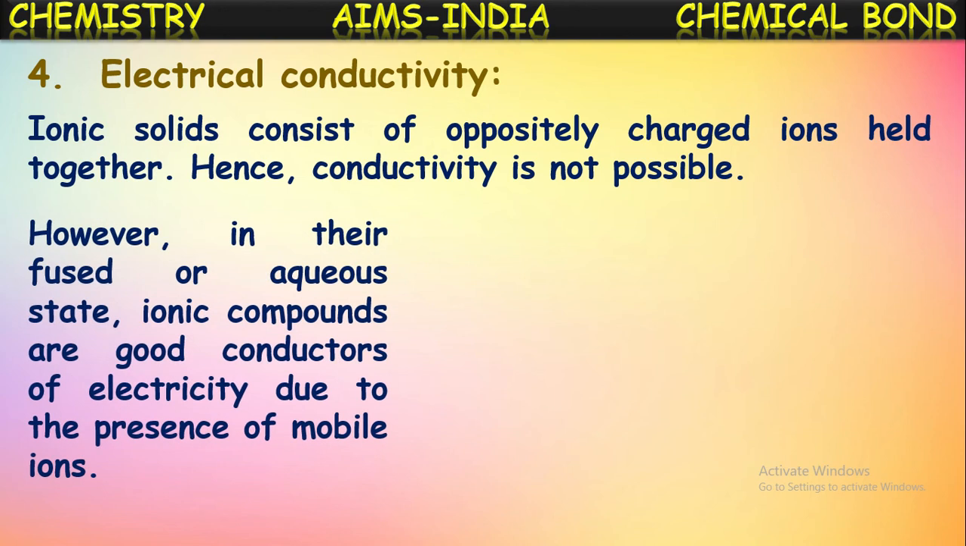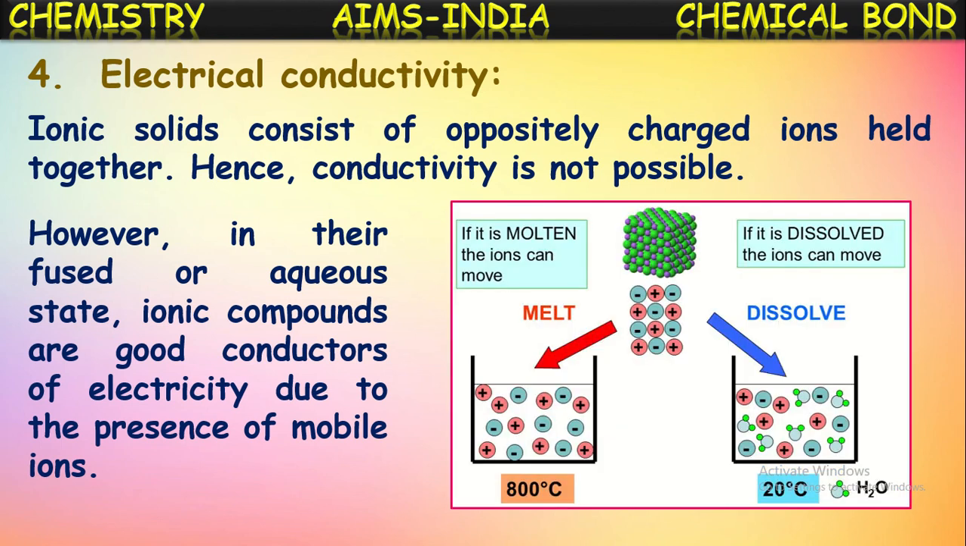However, in their fused or aqueous state, ionic compounds are good conductors of electricity due to the presence of mobile ions. So, in the fused state or aqueous state, what is meant by fused state? Molten state. If an ionic solid is heated at very high temperatures, it converts into liquid form. That liquid obtained is called fused ionic compound. In that state, when it is converted into liquid form, the oppositely charged ions will be separated. There will be free mobility of these ions. This is called molten state or fused state.